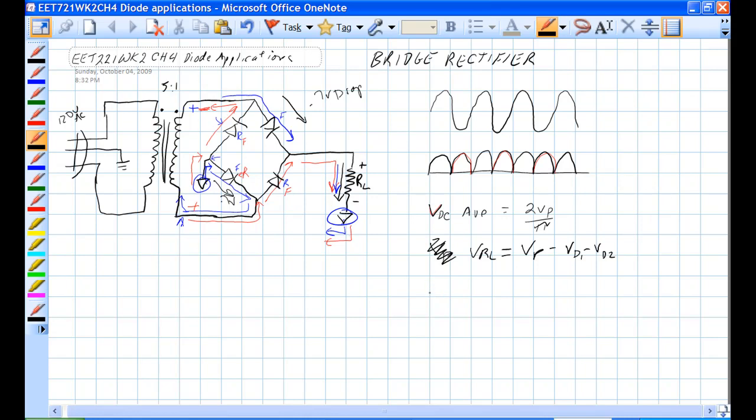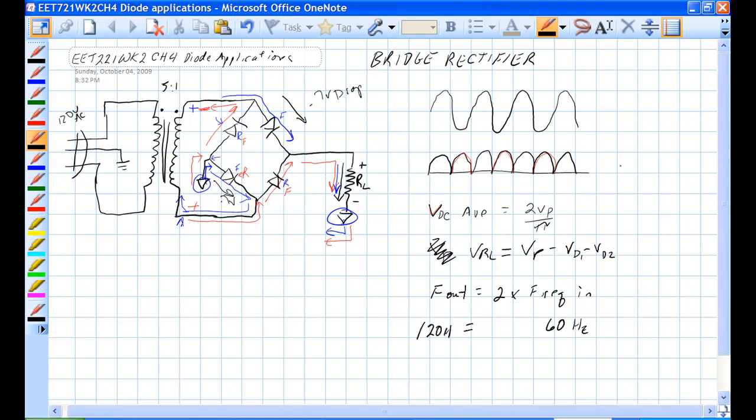The frequency output of this thing is, let's see, Freq out is equal to 2 times the Freq in. So if the Freq input is 60 cycles per second, or 60 hertz, then that is equal to 120 hertz.